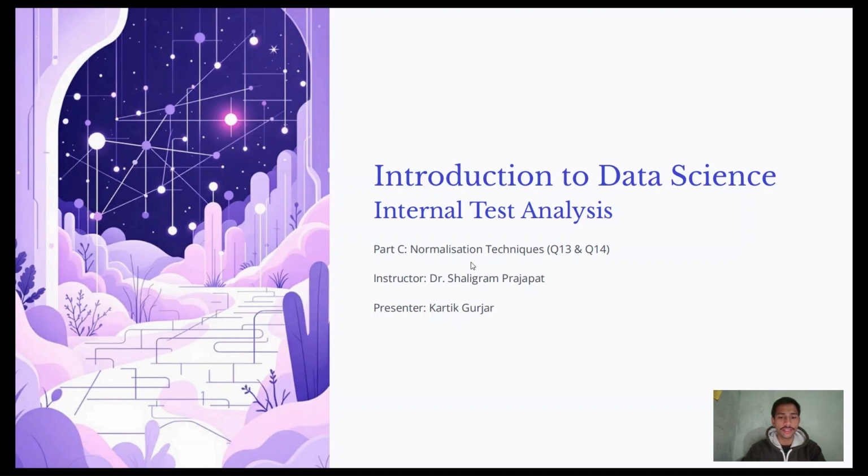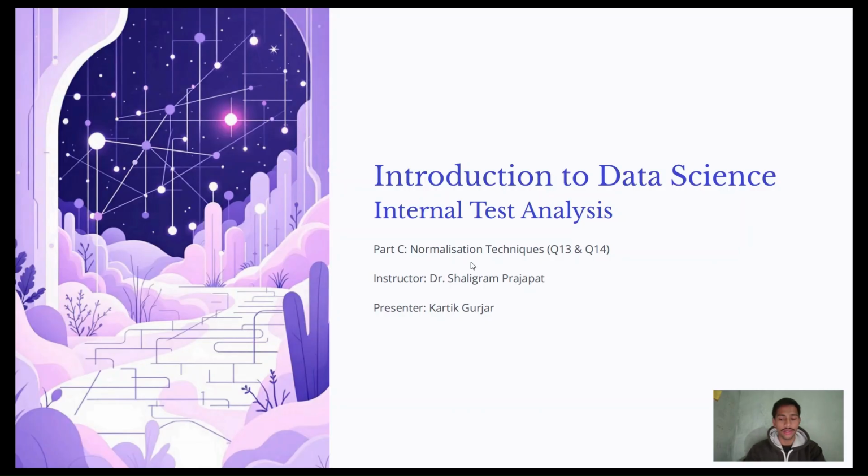Today I will be presenting the solution for our internal test analysis, specifically focused on normalization techniques in questions 13 and 14. This presentation is submitted to Dr. Shaligram Prajapat sir. Normalization is a crucial step in data preprocessing to ensure fair comparison between different data points.